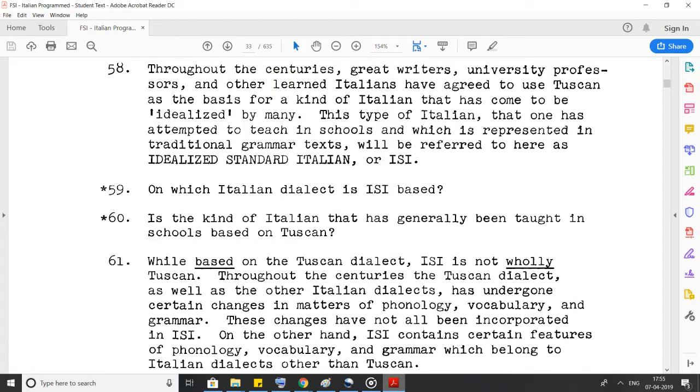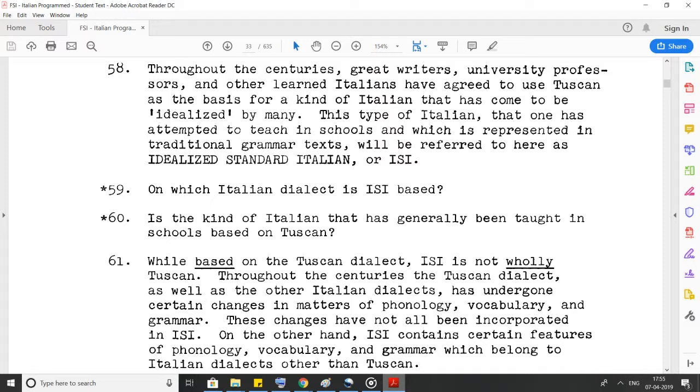Throughout the centuries, great writers, university professors, and other learned Italians have agreed to use Tuscan as the basis for a kind of Italian that has come to be idealized by many. This type of Italian that one has attempted to teach in schools and which is represented in traditional grammar texts will be referred to here as Idealized Standard Italian, or ISI. Frame 59. On which Italian dialect is ISI based? The answer is Tuscan.